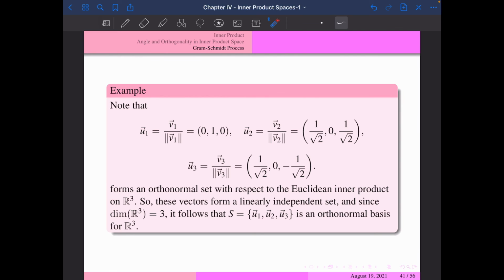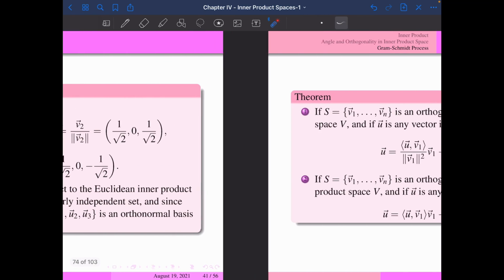Okay, we will move to some theorem. So the question is, if we know or we can find the orthogonal basis, what is the benefit from that basis? The benefit is you can find the coefficient or the coordinate of the vector like this.